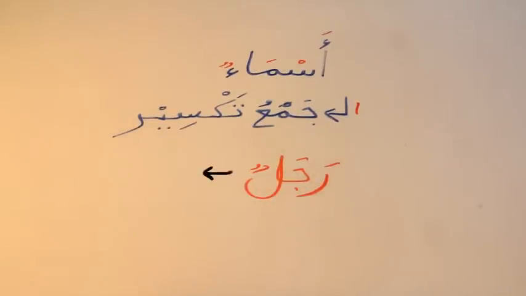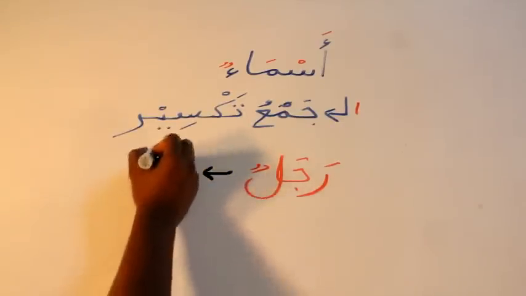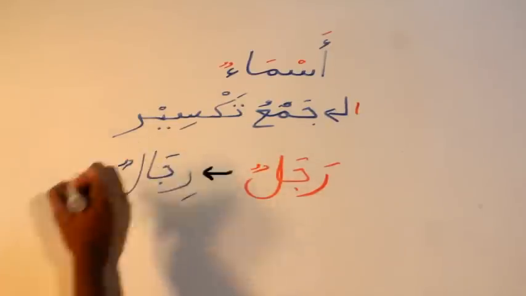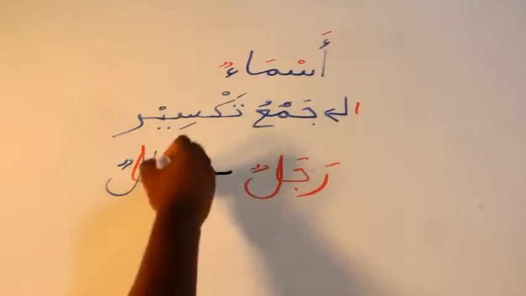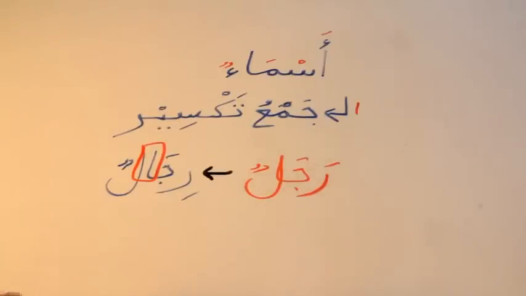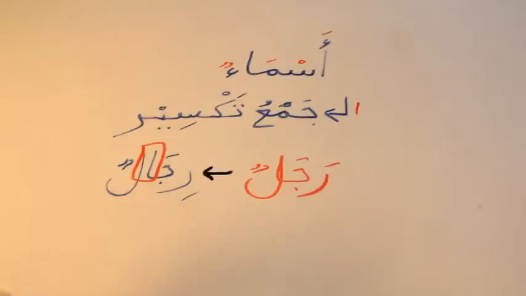The plural of rajulun, as everyone knows, is rijal. So what happened here, as you can see, was the word is broken around this area right here. The alif was added in the middle of the word, thus breaking the word. So this is why it's called Jam'u Taksir, because the word was broken apart while it was being pluralized.